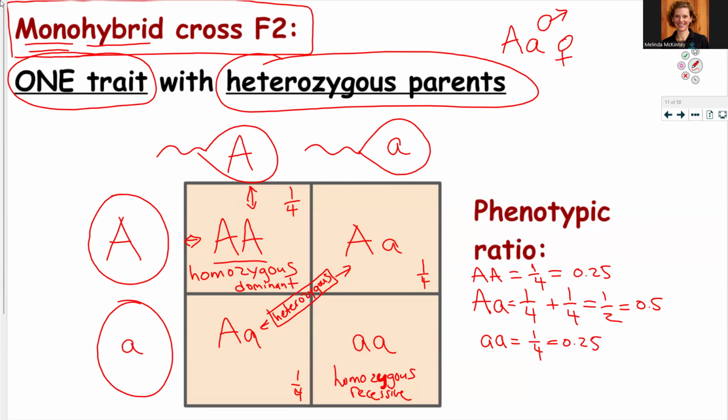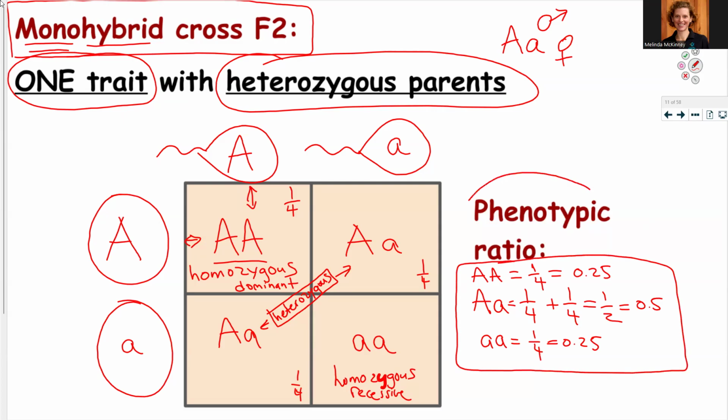So those are the genotypes. This is the genotypic ratio right here. Okay. The phenotypic ratio, which is always something that is mentioned when we talk about monohybrid crosses, is the ratio of the dominant phenotype to the recessive phenotype. And so in this case, both the homozygous dominant and the heterozygous have the dominant phenotype.